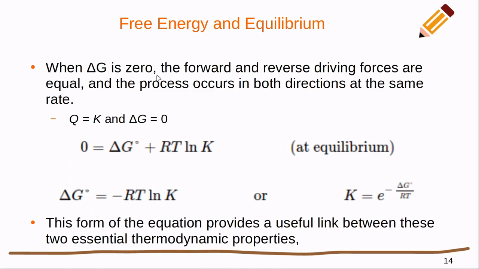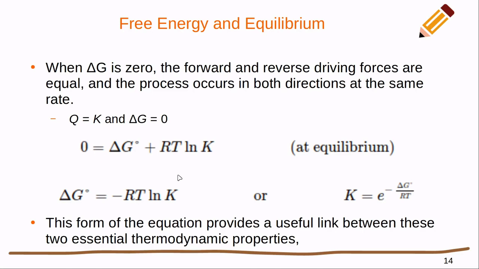When we have an equilibrium situation, we get yet another really powerful outcome for delta G. So when delta G is 0, the forward and the reverse driving forces are equal, and this process occurs in both directions at the same rate. This is what we call equilibrium, right? So Q in that previous equation is now going to be K, and our Gibbs free energy change is going to be 0.